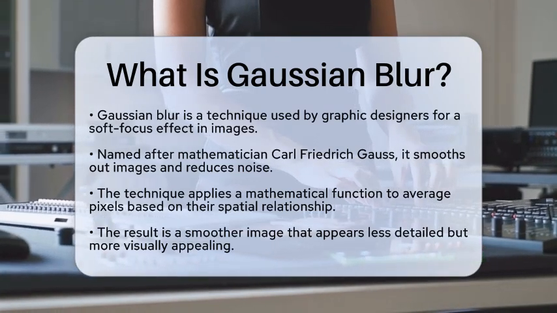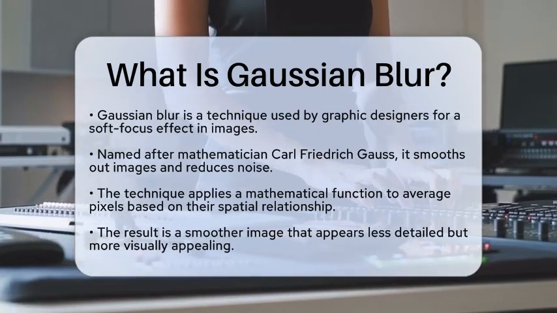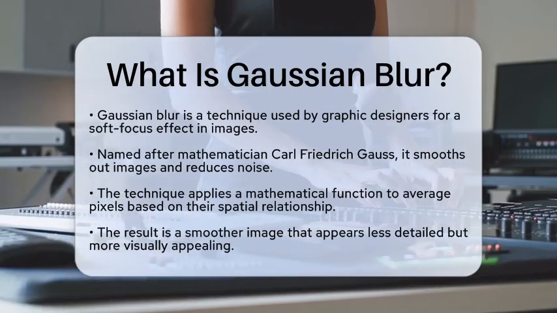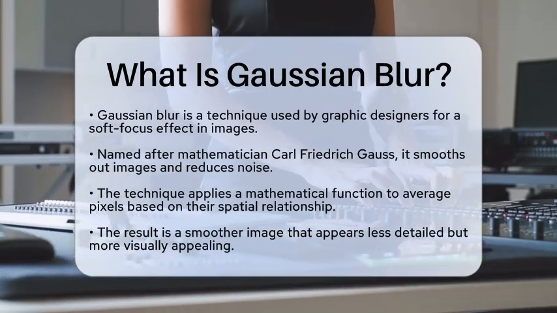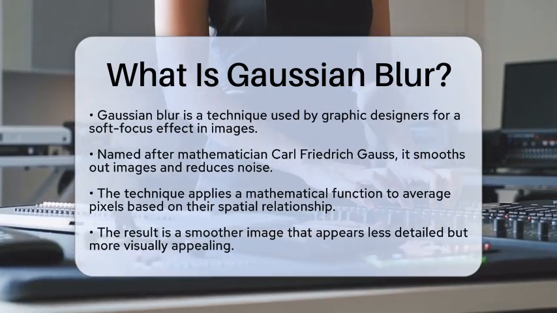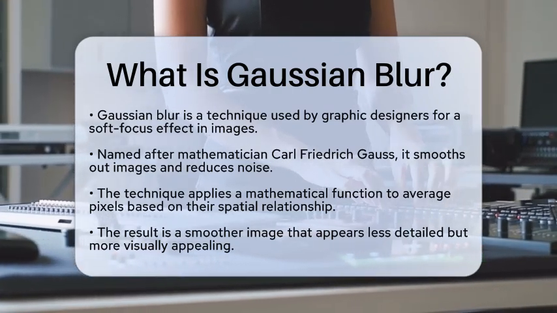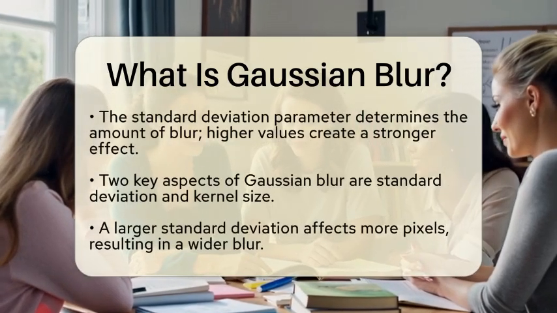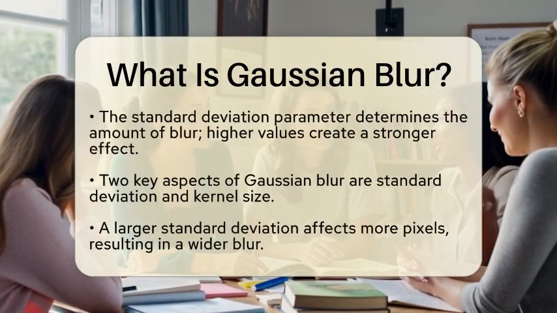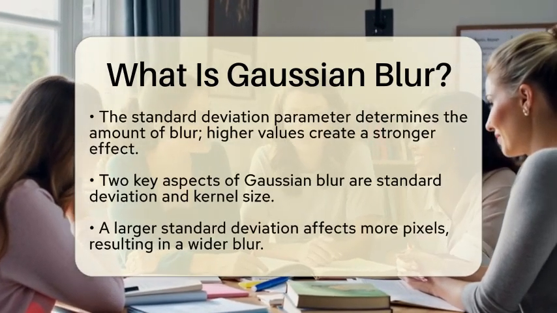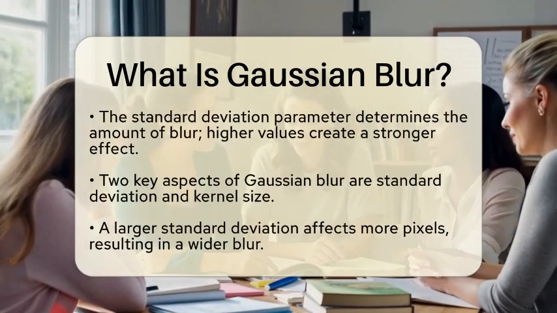At its core, Gaussian blur is an image processing technique that applies a mathematical function to an image. This function averages the pixels based on their spatial relationship. The result is a smoother image that looks less detailed but more visually appealing. The amount of blur is determined by a parameter called standard deviation. A higher standard deviation means a more pronounced blur effect, while a lower value creates a subtler effect.